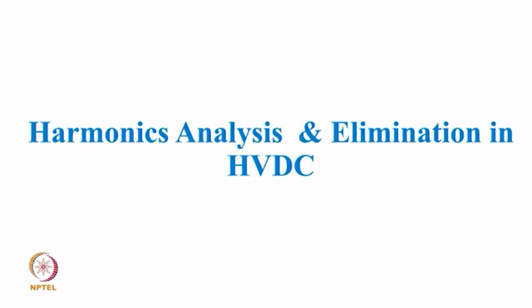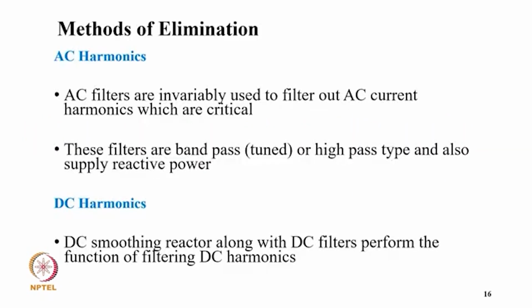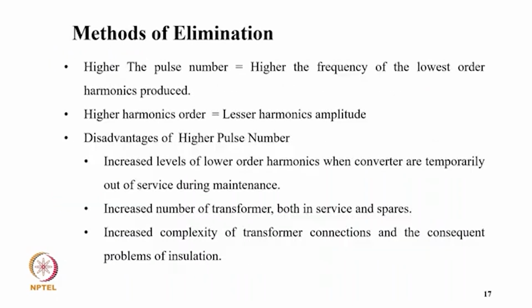Now coming to harmonic analysis and elimination in HVDC systems. For the methods of elimination of AC harmonics, AC filters are invariably used to filter out the current harmonics which are critical, and the filters are band pass, tuned, or high pass type, and also supply reactive power. For DC harmonics, the DC smoothing reactor along with the DC filter performs the function of filtering DC harmonics. The higher the pulse number, the higher the frequency of the lowest order harmonic produced. So the higher the harmonic order, the lesser the harmonic amplitude.